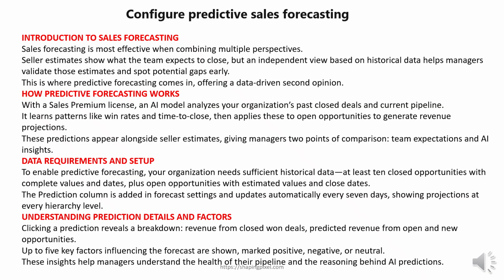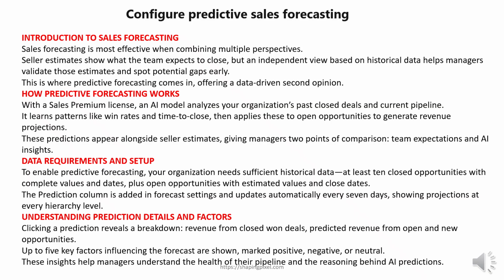Data requirements and setup. To enable predictive forecasting, your organization needs sufficient historical data, at least 10 closed opportunities with complete values and dates, plus open opportunities with estimated values and close dates. The prediction column is added in forecast settings and updates automatically every 7 days, showing projections at every hierarchy level.